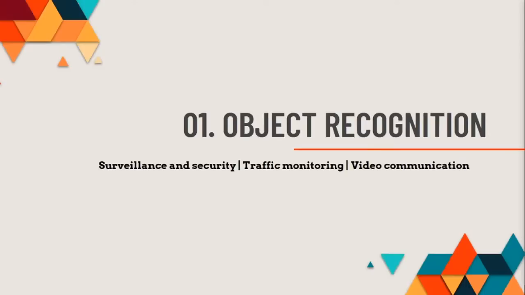And then traffic monitoring. If we take traffic monitoring, we are able to detect the number of vehicles present on the north side, or the number of vehicles present in the south, east or west. So based on the vehicle density, we can turn on the signals. Instead of fixed timing, based on the number of vehicles located in a certain direction, we can change the traffic lights.